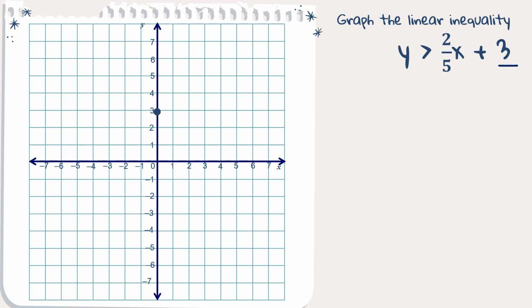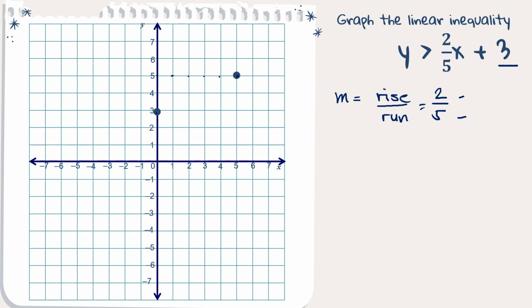And if you can still remember, 2 over 5 actually stands for our slope. And slope is simply the rise over the run. So our rise is 2 and our run is 5. They are both positive. So therefore, we are going to have 2 units upward, 1, 2, and then 5 units to the right, 1, 2, 3, 4, and then 5. So that is our second point.